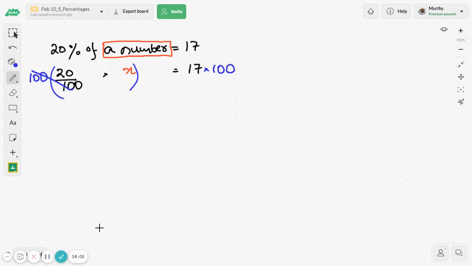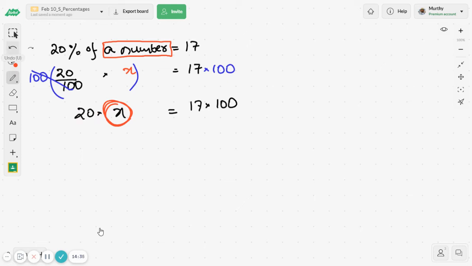100 divided by 100 equals 1. 1 times 20, I'll get 20x. I'm not simplifying; let it be 17 times 100. Now, how to eliminate this 20? I see that it is multiplying with x, and I want to isolate x. So if I want to isolate x, somehow I have to get rid of this 20.